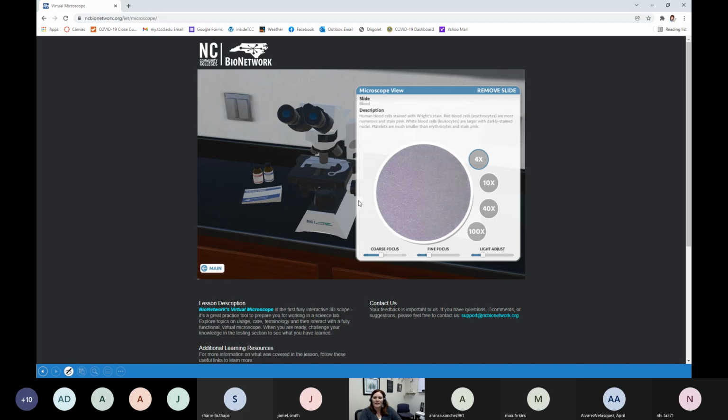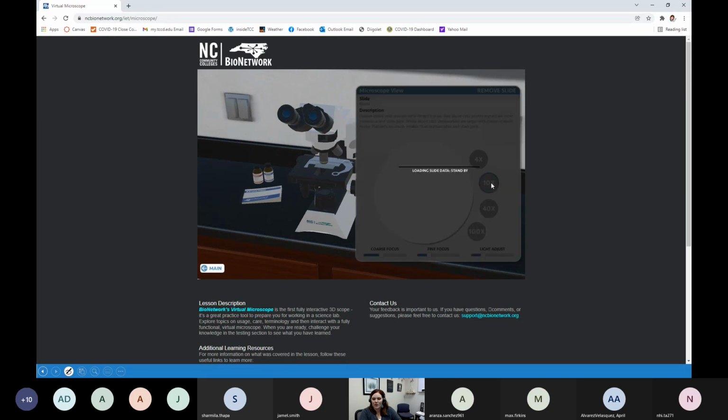I can go anywhere on this slide. Notice how there's blood cells everywhere. But if I picked somewhere on my slide where there weren't blood cells, when I zoom in and go up to the next power objective, I wouldn't have anything to focus on. So make sure what we're looking for is in the middle of our field of view. Now I'm going to go up to the low power objective.